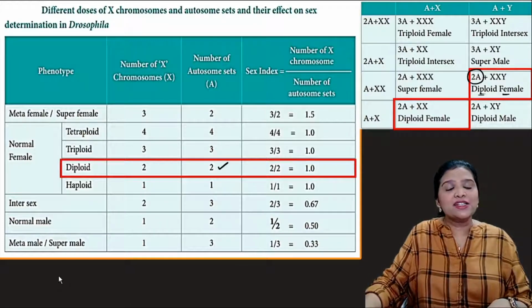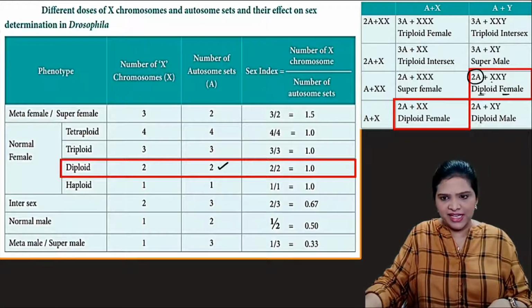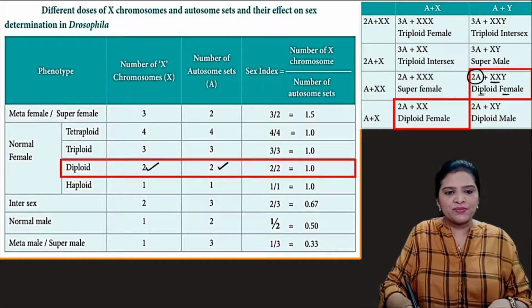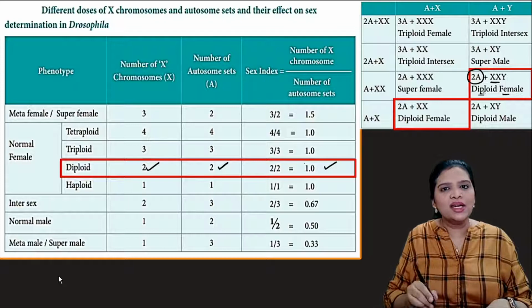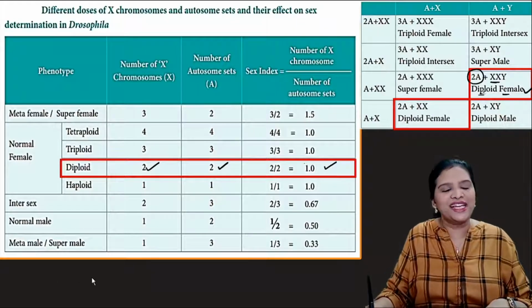How many sex chromosomes, that is X chromosomes, are present here? XX, so 2. So, apply the formula: 2 divided by 2, 1. So again, for this organism, the sex index ratio is 1. Since it is 1, it belongs to the diploid female category.